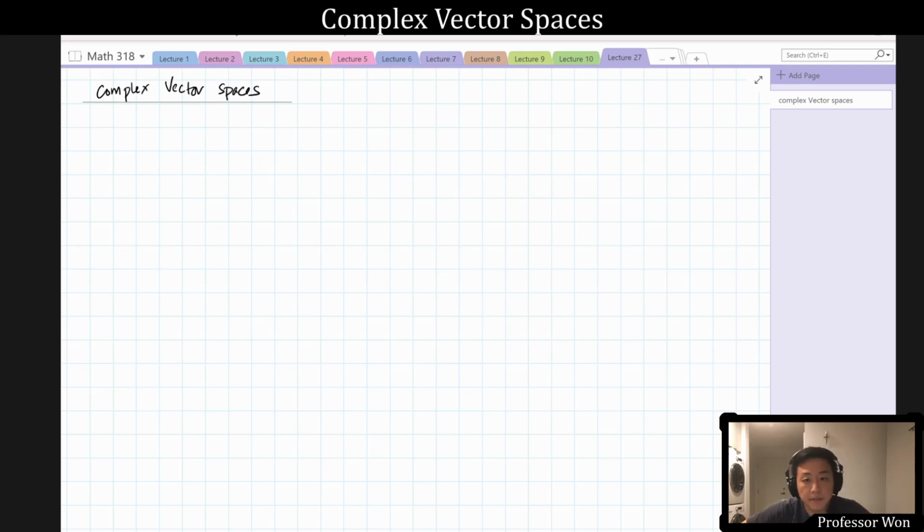Hi, welcome back. Today we're going to move into the last section of the notes, which should take about the next week or so, which is vector spaces over the complex numbers. Okay, so I'm calling it complex vector spaces here.